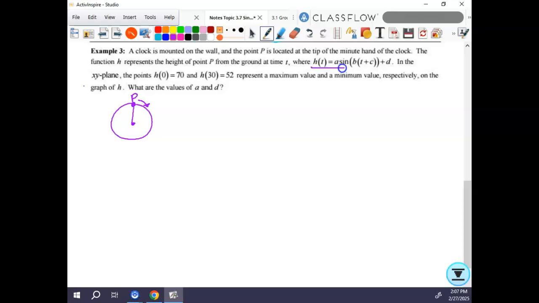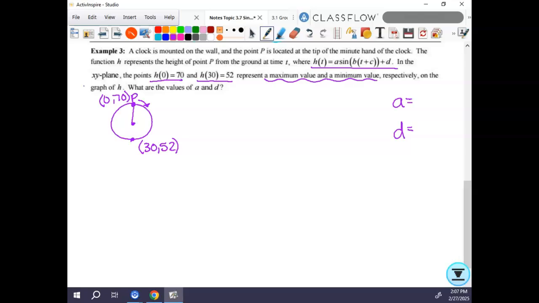Then here is my equation. It tells me that points (0, 70) and (30, 52) represent a maximum and a minimum value respectively. So it's not like I just have random points. P starts up here at (0, 70). It's going to get down here to (30, 52). And I need to find A and D.